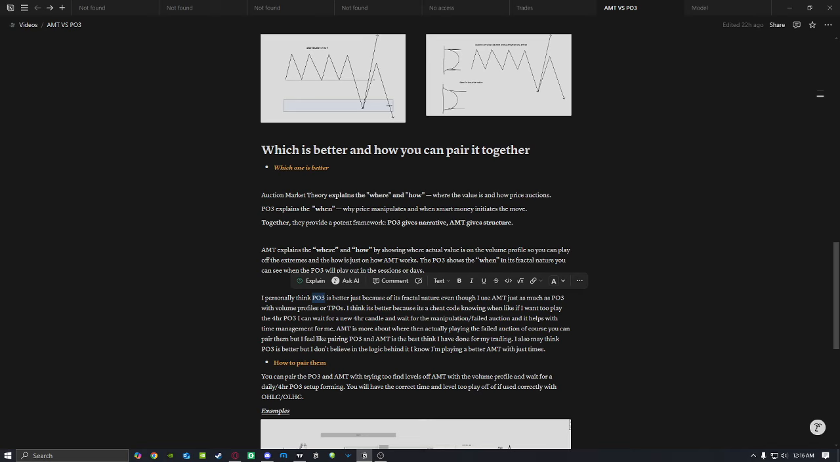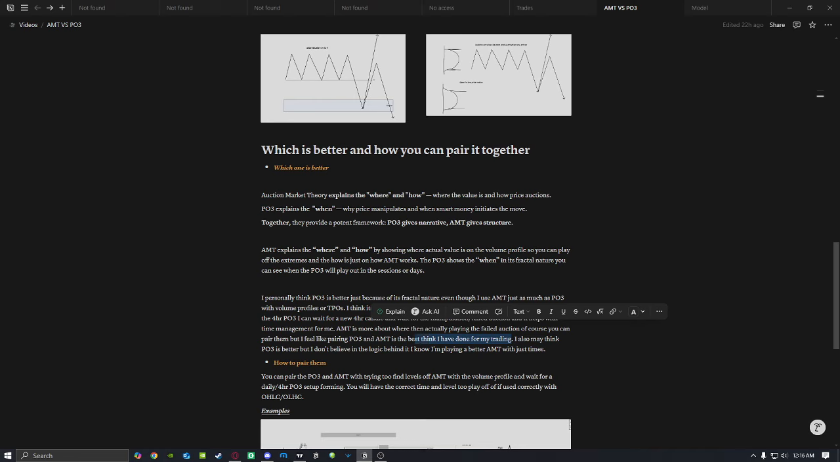I think it's better because it's a cheat code knowing when. If I want to play the 4-hour Power 3, I can wait for a new 4-hour candle and wait for the accumulation / failed auction, and it helps me with time management. AMT is more about the where, like in volume profiles, extremes, standard deviations, whatever, right? When actually playing the failed auction, of course you can pair them, but I feel like pairing the Power 3 and AMT is the best thing I've done for my trading, which is true.